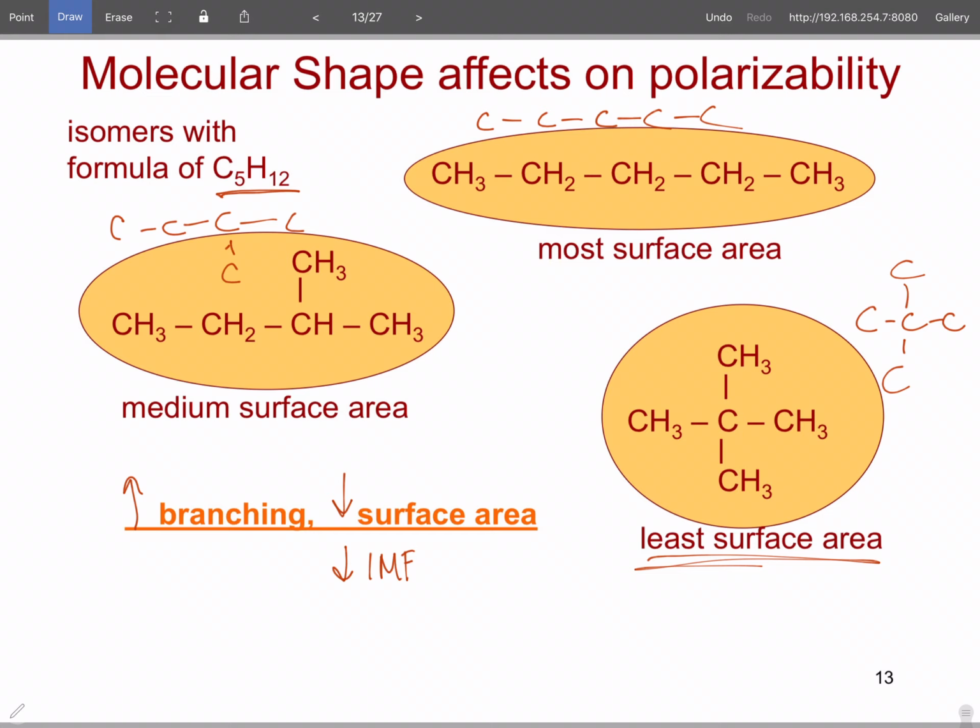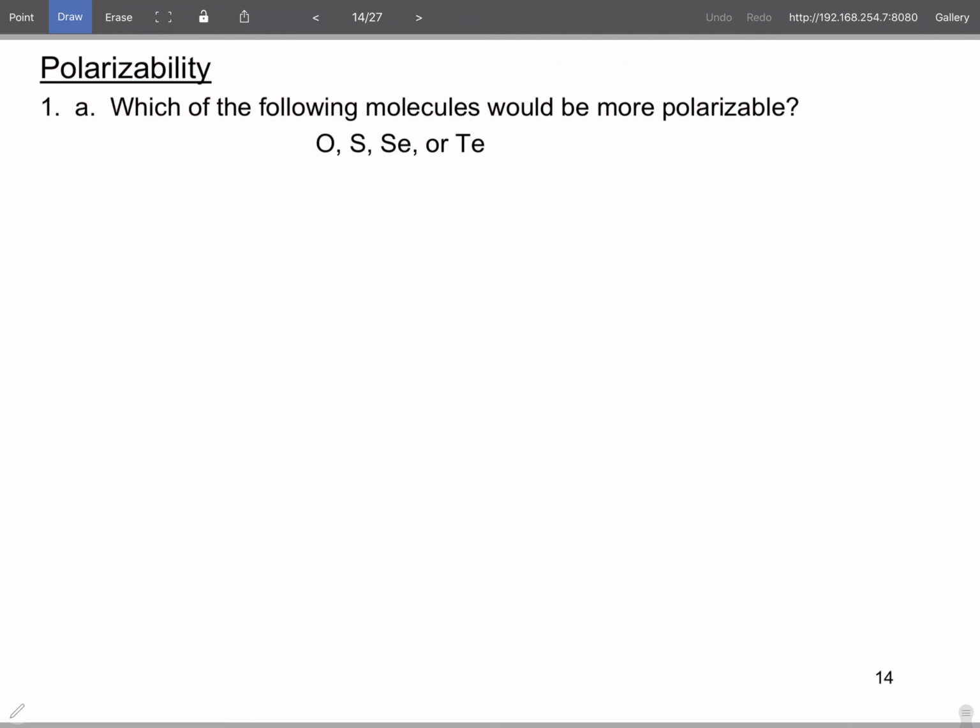So the bottom line on this is these are the same molecules. The mass doesn't change. But the structure changes, so it has a huge effect on the polarizability, which is why I'd be careful using mass. It'll work if you have a broad thing, but if you're within the same mass, you have to look at the shape. Okay, so then that comes to the question of which of the following molecules will be more polarizable.